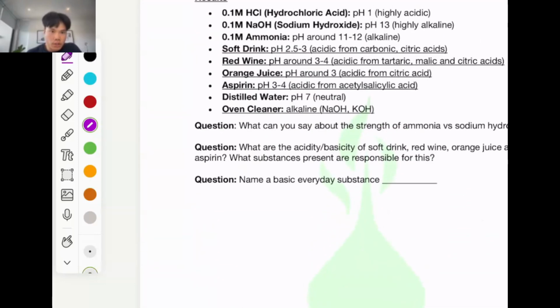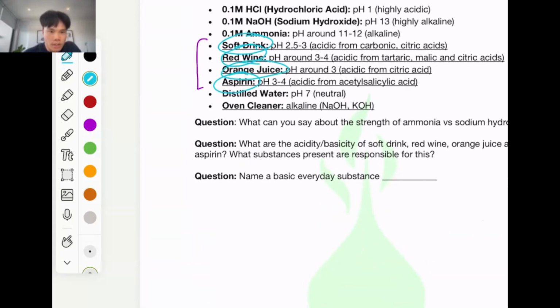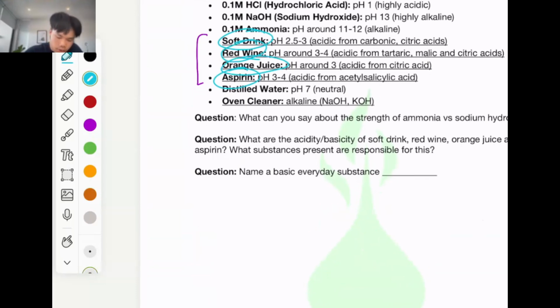And you'll be able to measure certain household substances, 4 of which are important for us. We should know soft drinks are acidic, red wine is acidic, orange juice is acidic, and aspirin is acidic as your case for a medical substance, or I think it's a medicine. So those are described in the syllabus. You should have some memory of what are acidic substances. And as a basic substance, just to give you as well, oven cleaner contains NaOH and KOH. So you can say that is very basic.